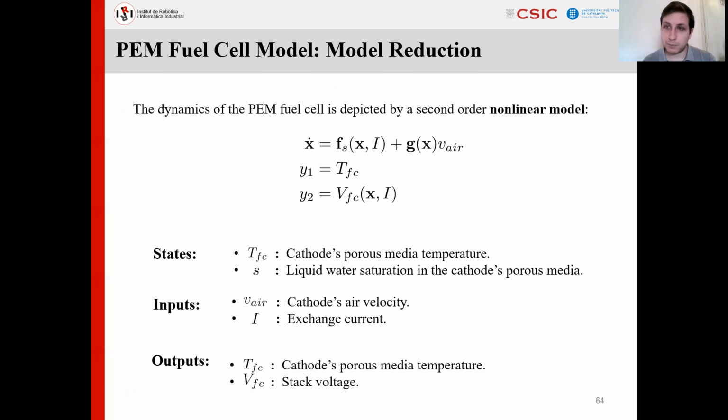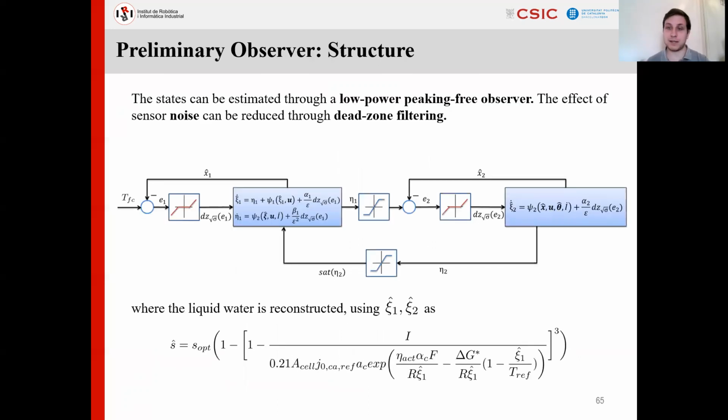This is why this thesis proposes that instead of implementing a standard high-gain observer, to implement a low-power peaking-free observer in order to eliminate this peaking phenomena problem and reduce the effect of noise through dynamic dead zone filtering. So in this slide, the architecture of the observer is summarized, and we validated the performance of this observer through a set of numerical simulations.